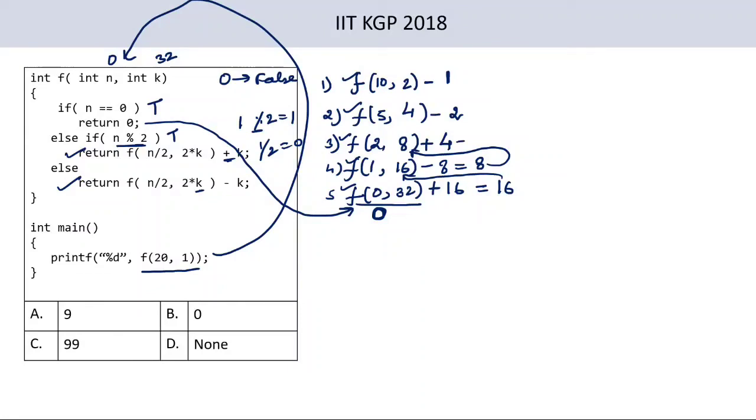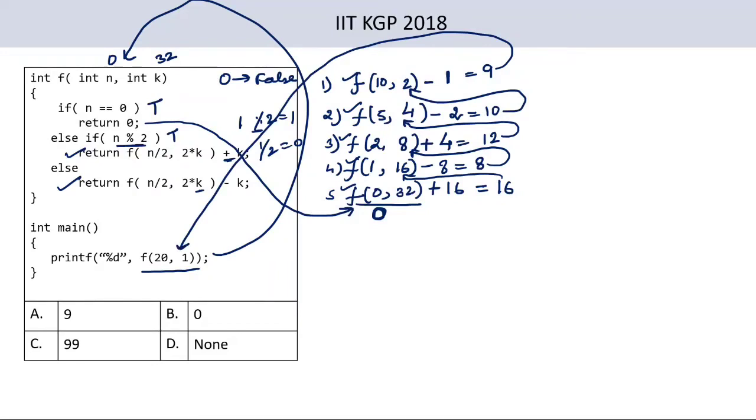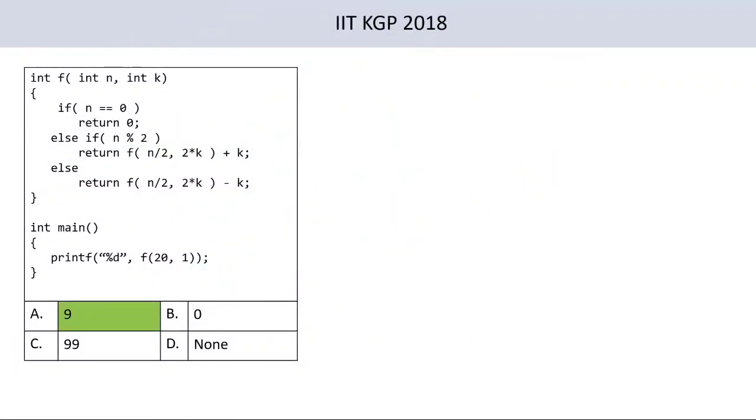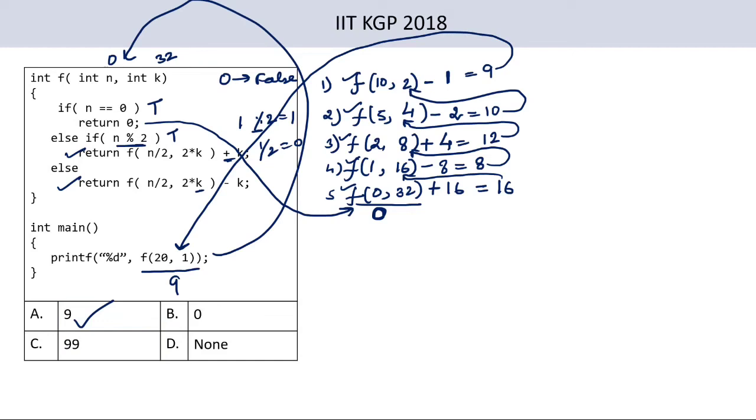8 plus 4 becomes what? 8 plus 4 becomes 12. I'll return 12 to this function. 12 minus 2 becomes 10. I'll return 10 to this function, and 10 minus 1 becomes 9, and finally I'll return 9 to the function that gave the initial call. So what I get as the answer is 9. So if you see, the correct answer is 9. So this was all about how to solve such a question which is asked in IIT Kharagpur.